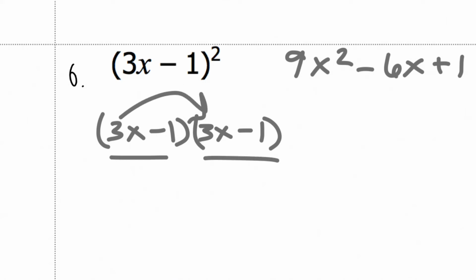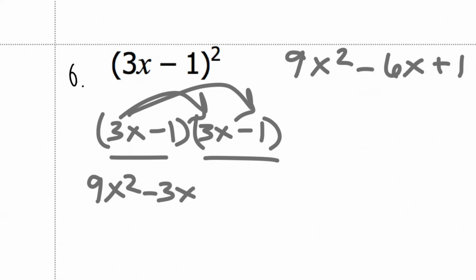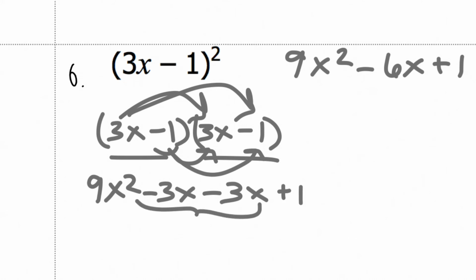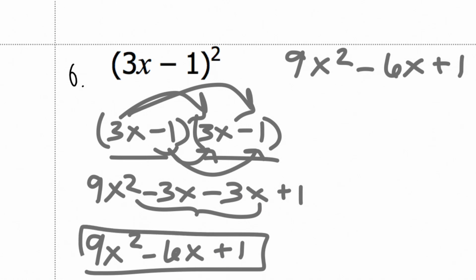So 3x times 3x, that's where I got the 9x squared. 3x times a negative 1 is minus 3x. Negative 1 times 3x is minus 3x. And negative 1 times negative 1 is a positive 1. Okay, I have 3 negative x's and I have 3 negative x's. So altogether, we have 6 negative x's. So we have 9x squared minus 6x plus 1, and that's your final answer for number 6.